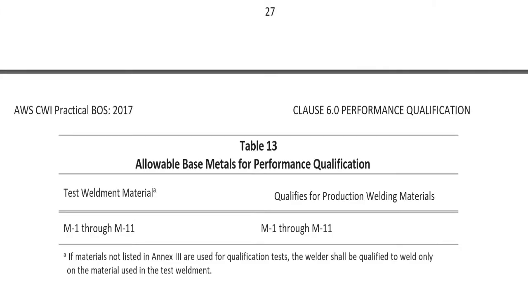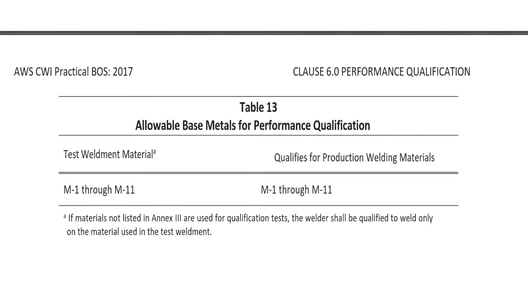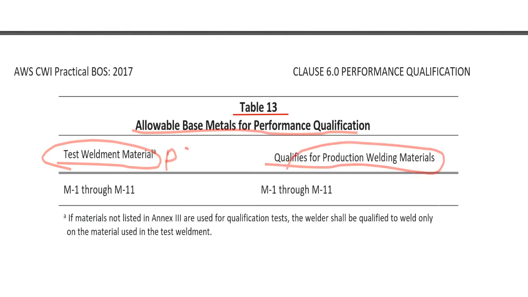Table 13 is right here. The first rule is the same M number. So if you use M number 1, you are qualified for M number 1 only, but the exception is in table 13. Here, table 13. Allowable base metal for performance qualification. The test welding material, and qualifies for production welding materials. So this is the PQ test, and this is production welding.